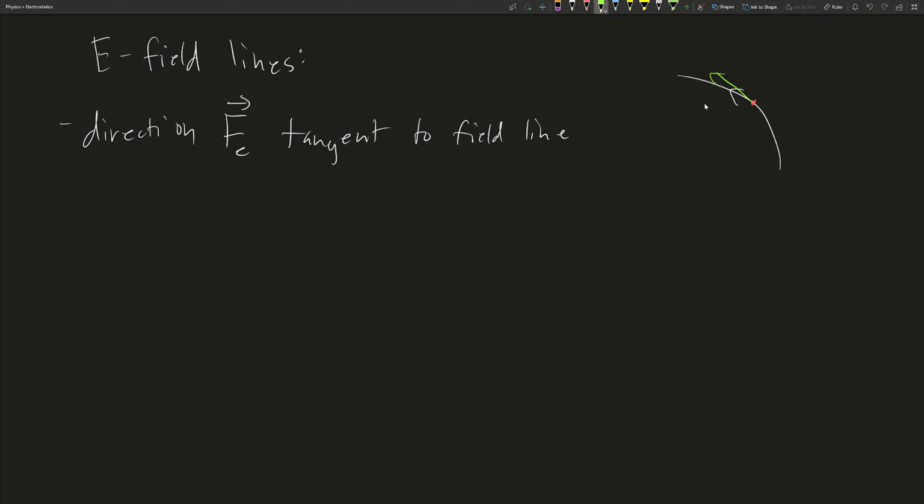Now, this charge doesn't have to be on a field line. Let's just say we draw field lines like this, and then we happen to have a charge that's right here in between them.